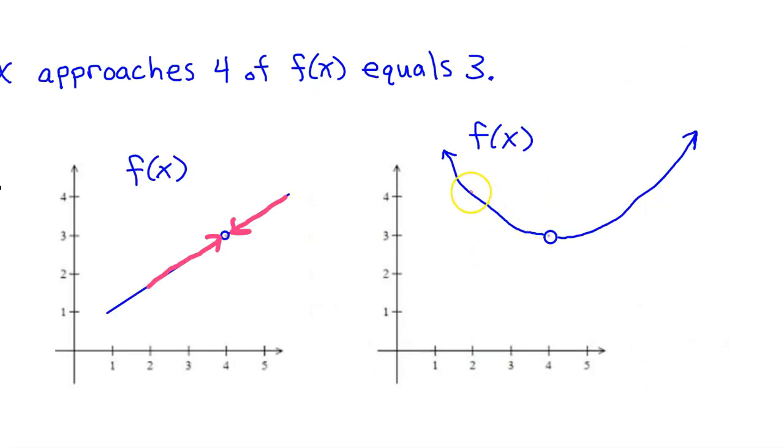This can happen in a variety of ways, but here's another example. It doesn't have to be linear. As the input values approach 4, the output values approach 3, both from the left and from the right.